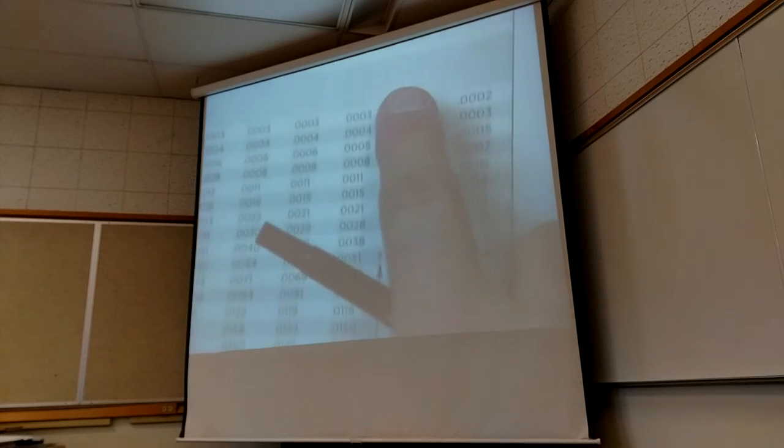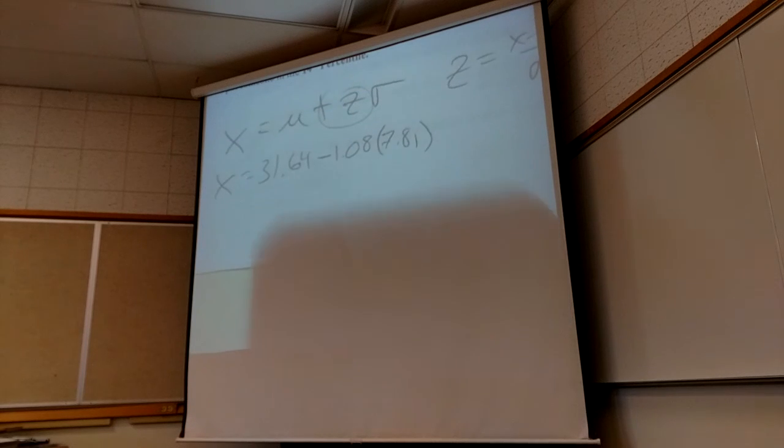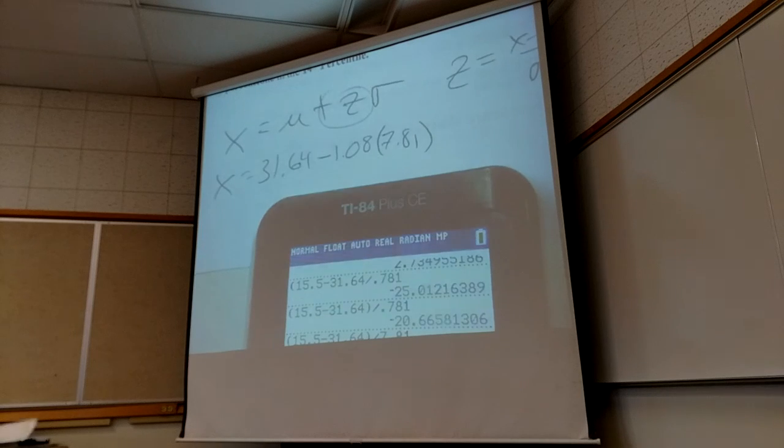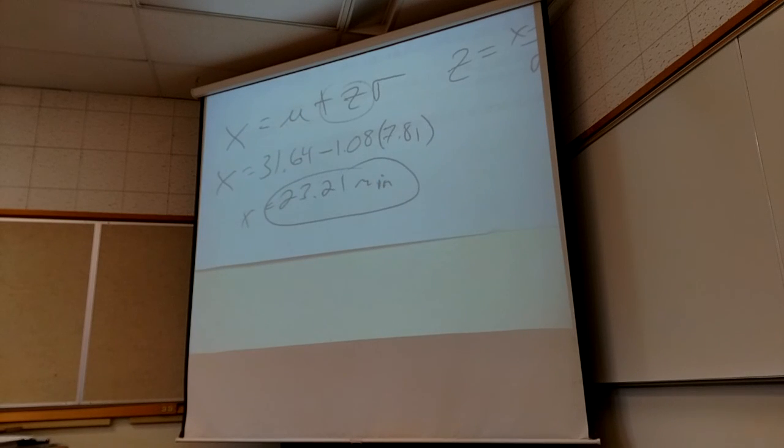And what z-score is that? Negative 1.08. There it is. See? Okay. That'll work. And so what do you get here? 23.21. 23.21 minutes. It's minutes, right? Exactly. That's too long. This is for a week. This is a week's worth.